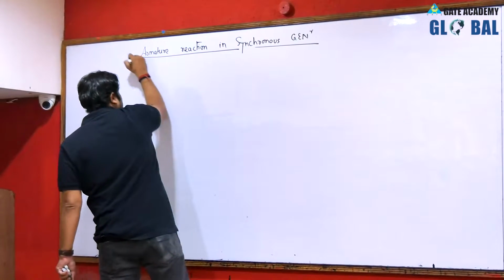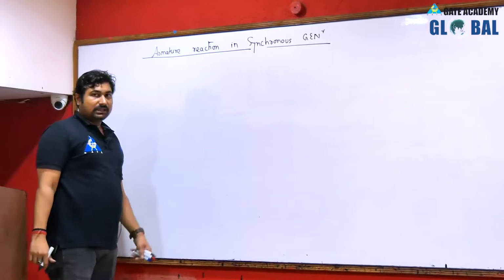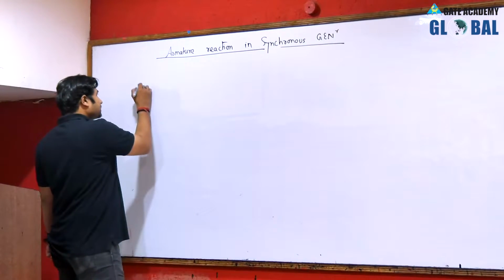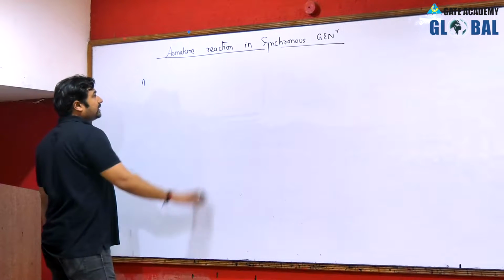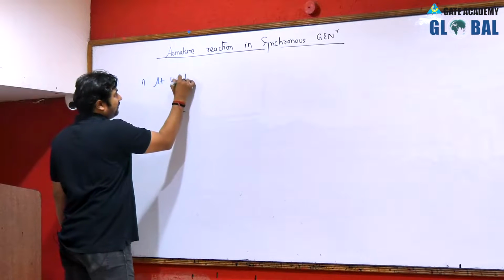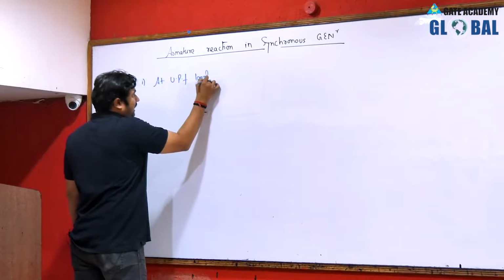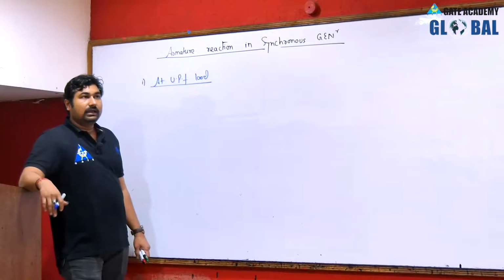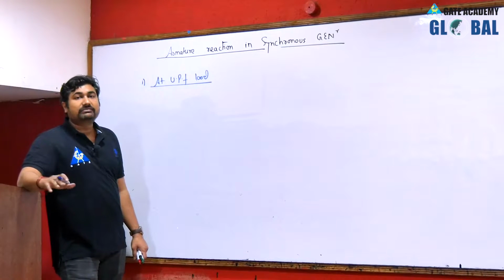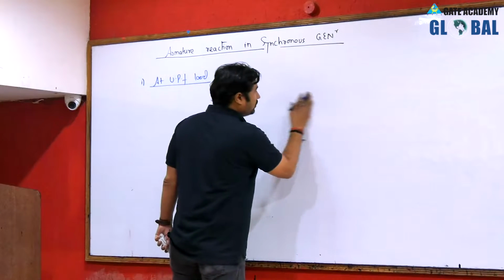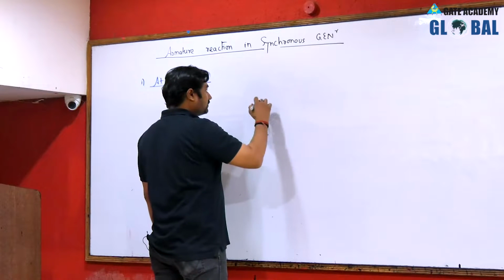Armature reaction in cylindrical rotor synchronous generator operating at different power factor. Let us first discuss the generator operating at unity power factor. So, at unity power factor load. When I say unity power factor load, it means the load connected at the terminals of the generator is of unity power factor. So you can say a resistive load is connected at the terminals of the generator.